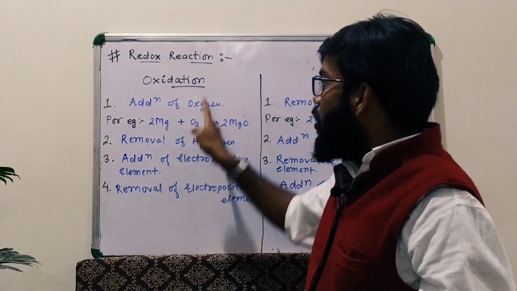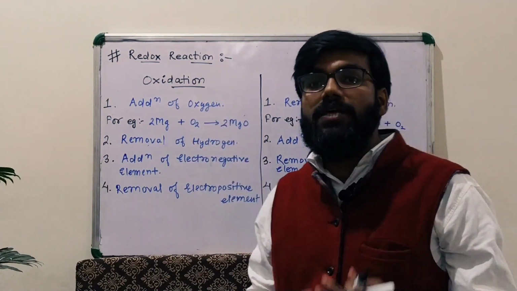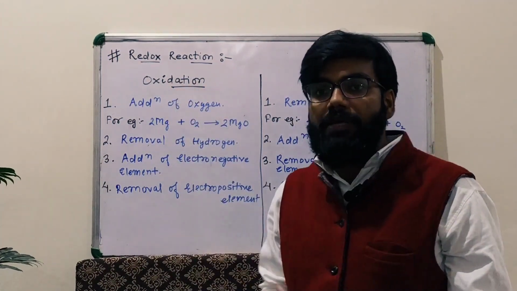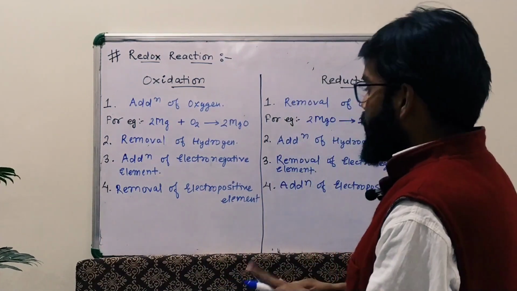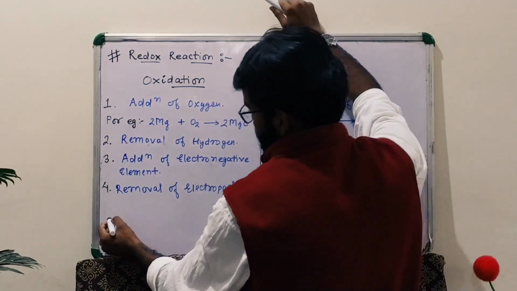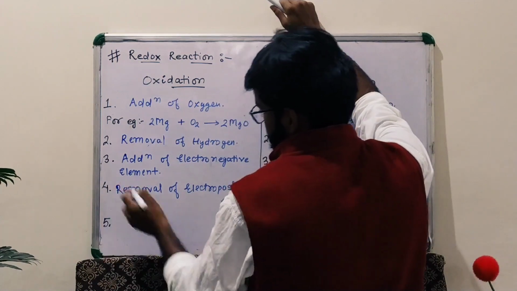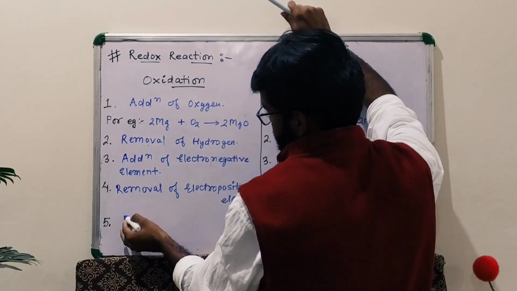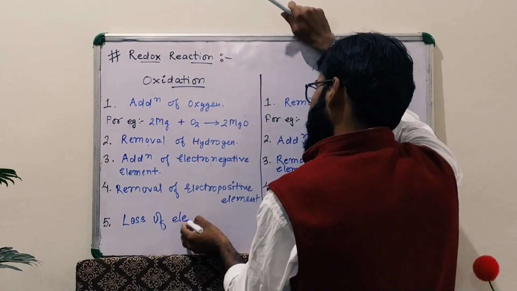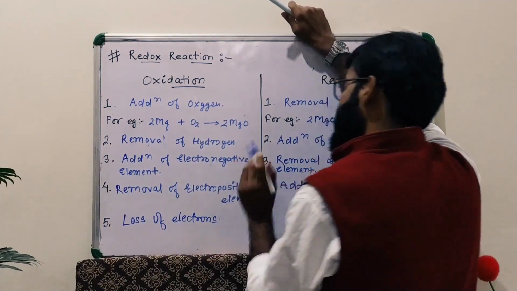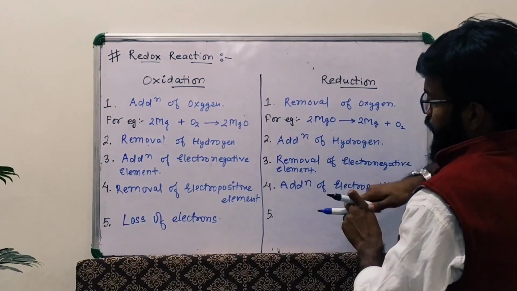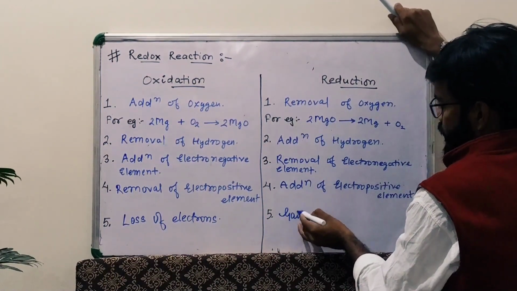Now in the oxidation process, what happens? Loss of electron takes place. What am I saying? In oxidation, loss of electron takes place. So the fifth difference between oxidation and reduction is loss of electrons takes place. Here, gain of electron takes place.